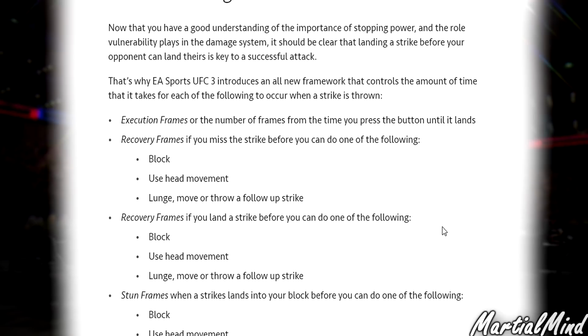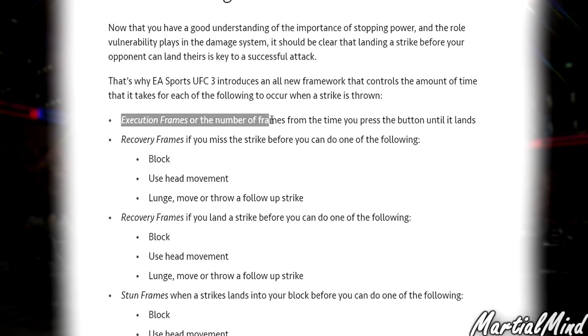So if any of you, perhaps those of you with a lot of experience with classic fighting games like Mortal Kombat, Street Fighter, and all that, can chime in and elaborate more on this topic below, that will be greatly appreciated by myself and other viewers like myself that don't really understand the whole gist of frame and frame advantage. But right here it talks about a brand new framework that controls the amount of time it takes for certain things to happen when a strike is thrown. And it goes ahead and gives us a list of these things.